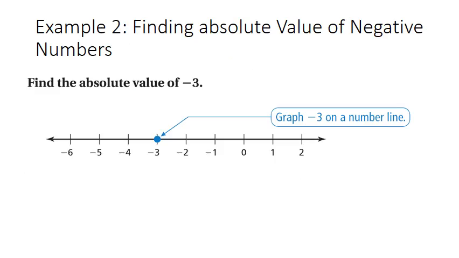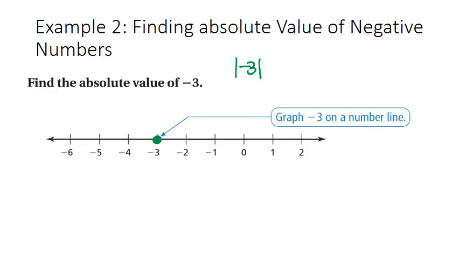Now, for example number 2 here, we're going to be finding the absolute value of a negative number. It's very similar to how we find the absolute value of a positive number. First, we're going to find the number -3 on our number line. Okay, we're going to put that little point right there. We're going to say, okay, here is -3. Then we're going to find the absolute value of -3.